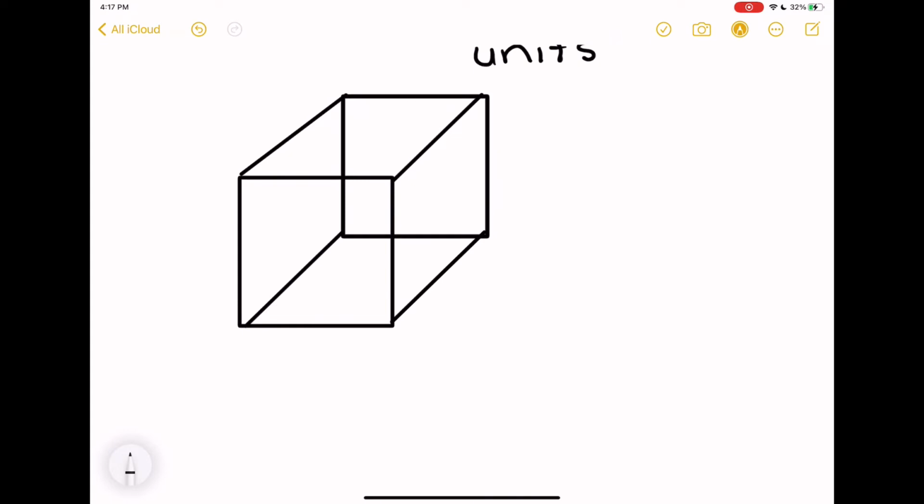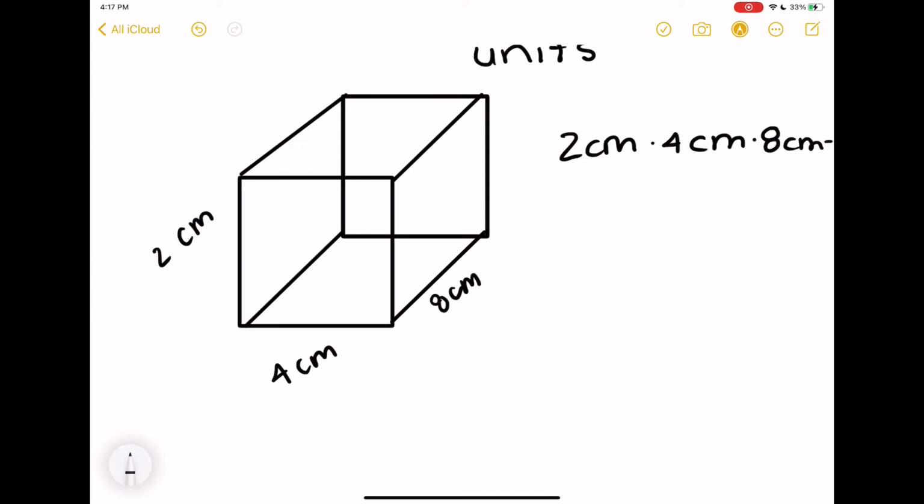So let's do another problem, shall we? So let's say we have 2 centimeters, 4 centimeters, and 8 centimeters. So we're going to do the same thing, but this time we have a unit. So it's really important to keep in mind what the unit is, and keep in mind that we need to cube it for volume. So we will have 64 centimeters cubed.